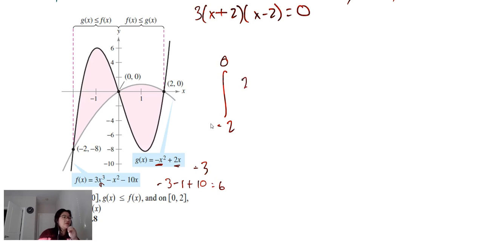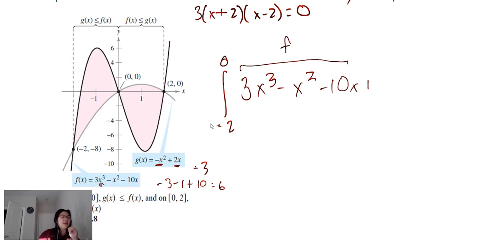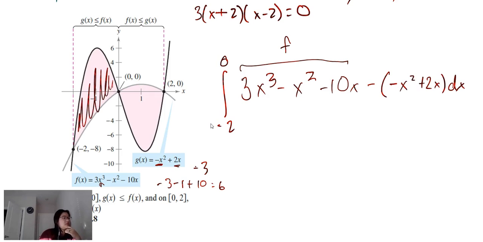So f is 3x cubed minus x squared minus 10x. This is our f. Minus g, and I'm going to throw parentheses around this, and I strongly recommend that you do so as well. Put parentheses because otherwise you're going to lose track of your negatives. And we have our g function, which is negative x squared plus 2x. And doing that with respect to x. And that is the left region.